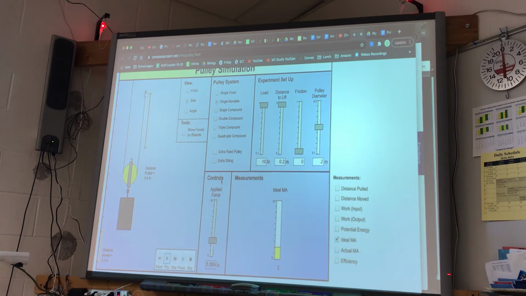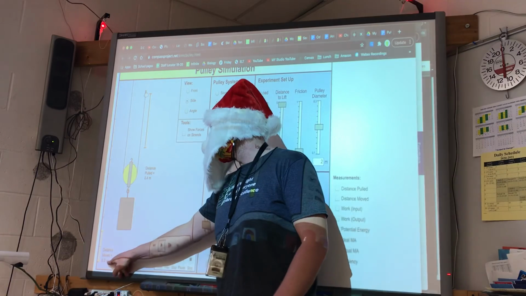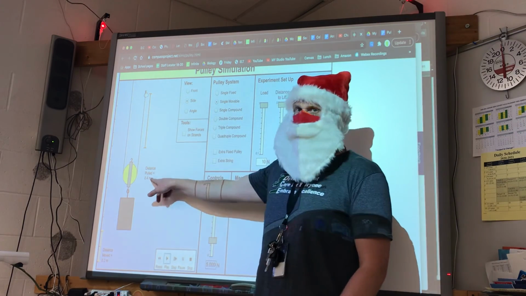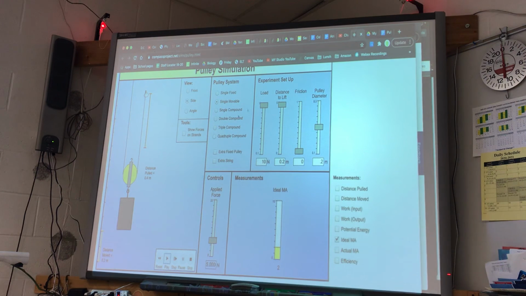Mechanical advantage is 2. The trade-off is, in order for me to lift it 0.2 meters, I had to pull 0.4 meters worth of string, twice as much string for half the force. We could go to this one, which is called a single compound. The lab called it a single fixed, single movable. Same idea: how many strings are holding up that object? There are only 2, 1, 2.